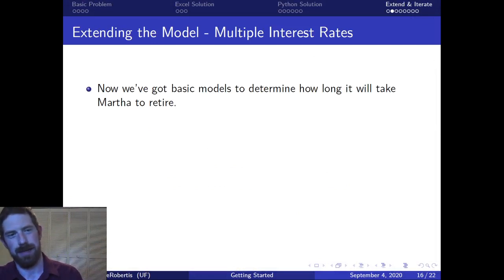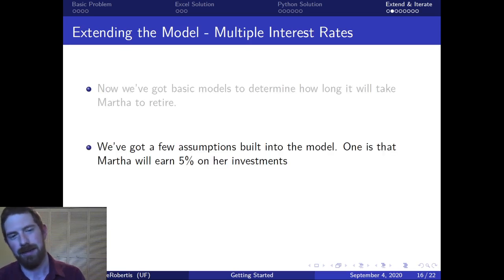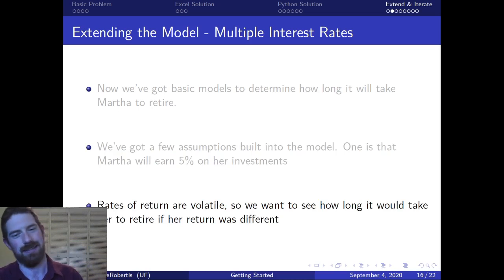How long is it going to take for Martha to retire, which was 36.7 years with our basic inputs that we decided on. But there's a number of assumptions that went into that, both in terms of the input values as well as the structure of the model. But one important key assumption here is that we assumed that Martha is going to earn 5% on her investments. But in reality, we know that an investment rate is very rarely guaranteed.